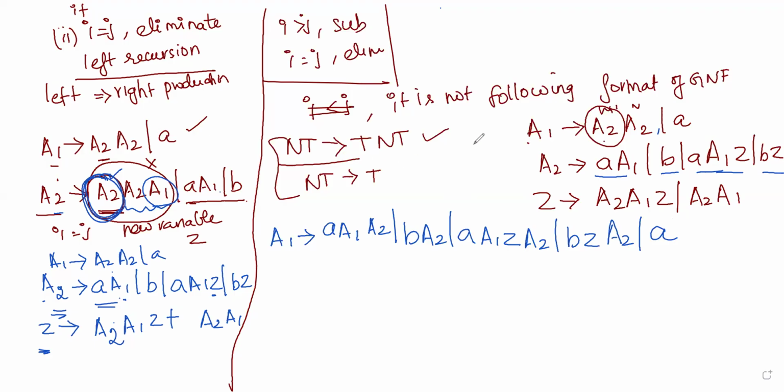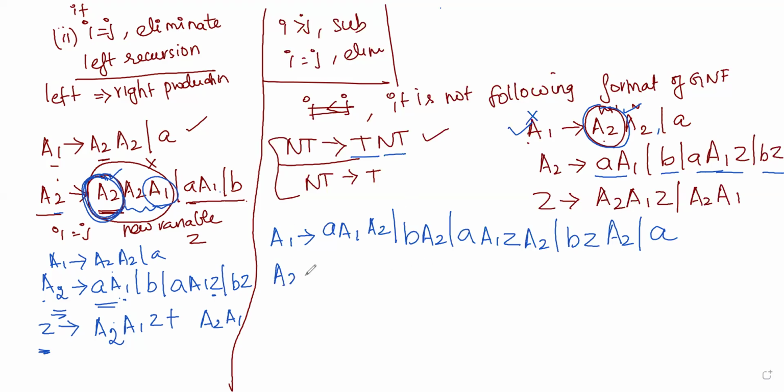The thing is, I have to check whether it is following the format of GNF. This A1 is not following the format of GNF, because the GNF should be terminal followed by non-terminals. In the first production itself, I found that it has two non-terminals continuously. So my aim is to change the first non-terminal into a terminal. What I'll do is substitute the value of A2 in this, one by one, so my production will be in this form.